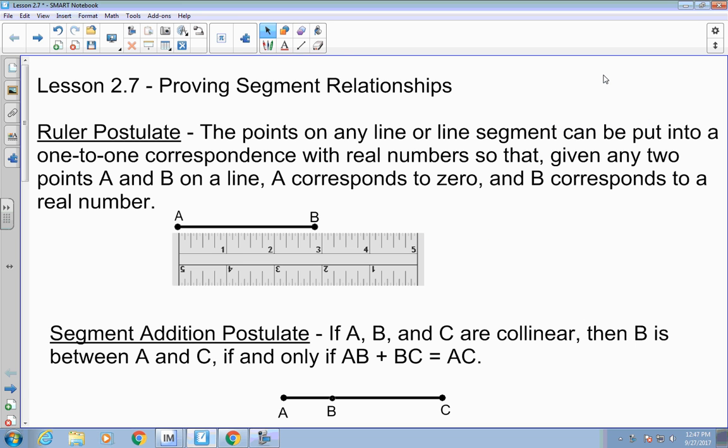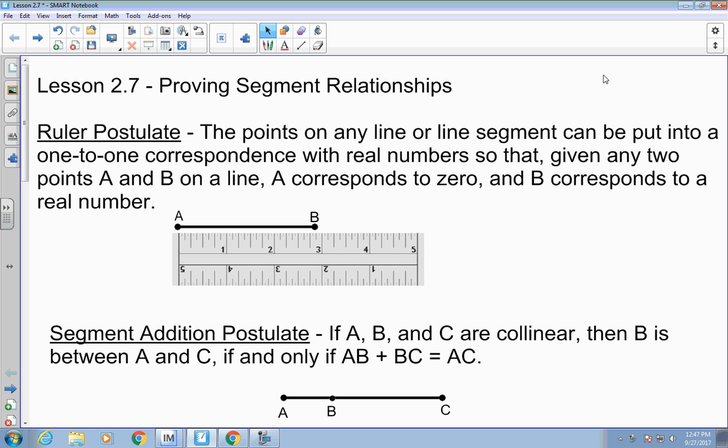Talking some more about proofs. We're gonna do some more geometrical proofs today. We're gonna do proving statement relationships. And our first postulate is called the Euler postulate. It's not one that we use a lot, but I'm just gonna explain it to you.